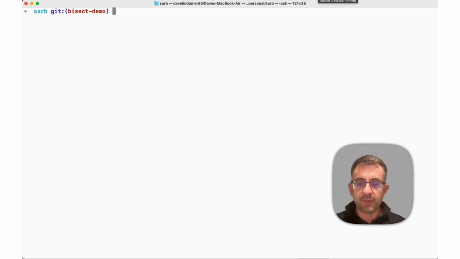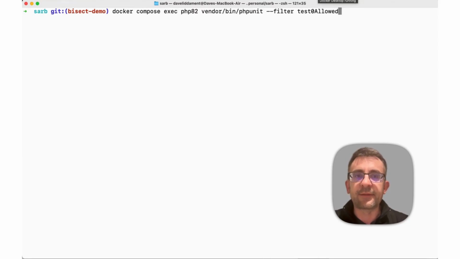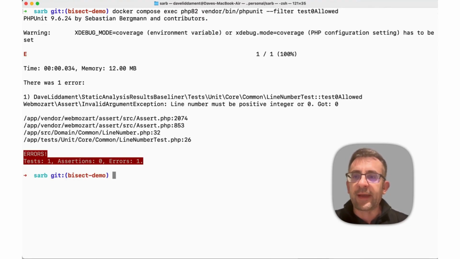So in this example, the way of testing whether a bug exists or not, we have a unit test called test 0 allowed. I run that here. This is currently the most recent commit, and we can see that this is a problem. We also happen to know that a commit that starts 03F9FFE5 is a good commit. So now we have all the information we need, and we can use Git bisect.